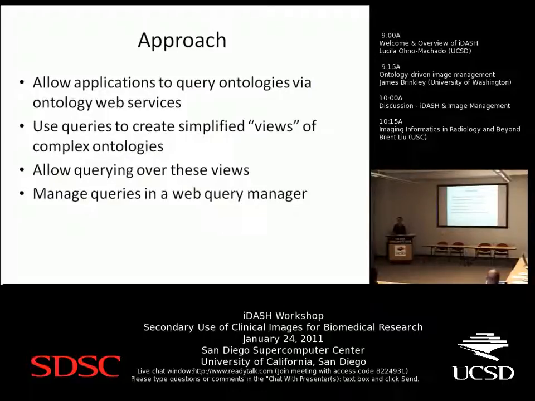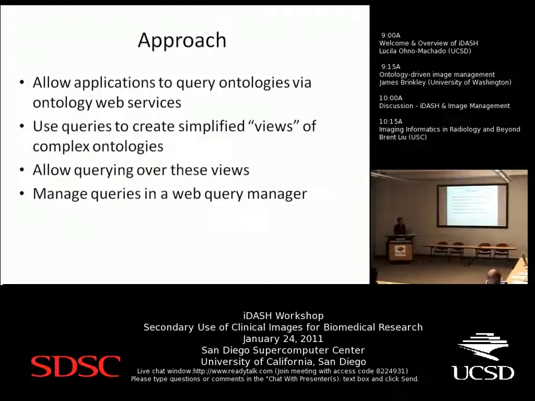If any of you have worked with databases, you can make a view over relational tables in a database, and then you can query the view as though it were a table. So that's the idea here. Let's apply that idea to this semantic web, the global database, you might call it. So making views over the global database is what we're trying to do. And then once we have these views, we want to allow querying over these views. And then we have to figure out how to manage all these queries.